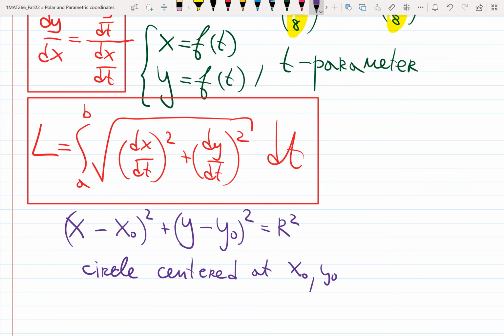Circle in Russian is krug. Krug. Sounds like Greg. Krug.